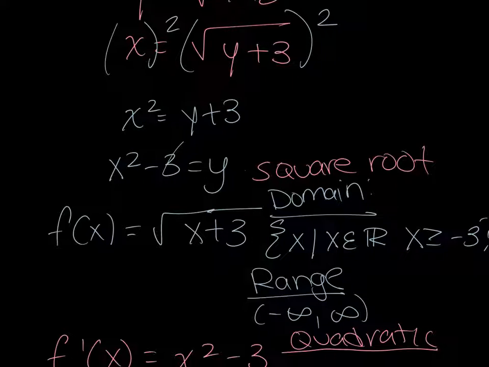And my range, well, it's just the inverse of my original, so it's going to be y such that y is an element of R, where y is greater than or equal to -3. Okay, here is another example. This one I'm going to go from a quadratic to a square root.